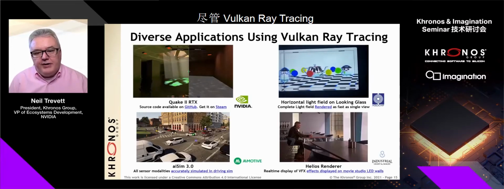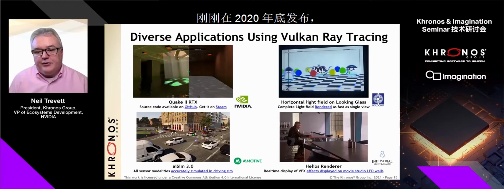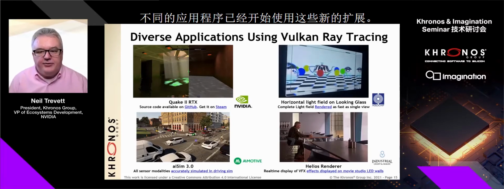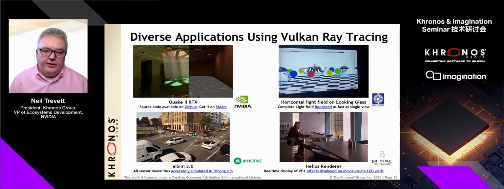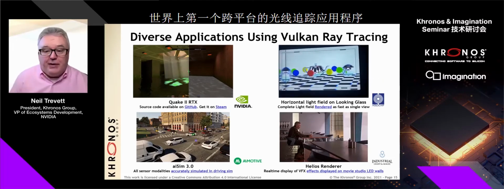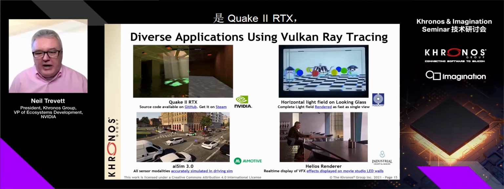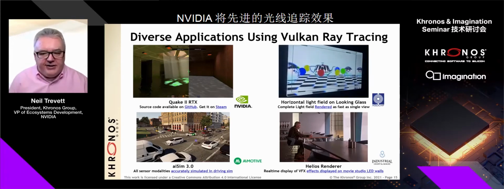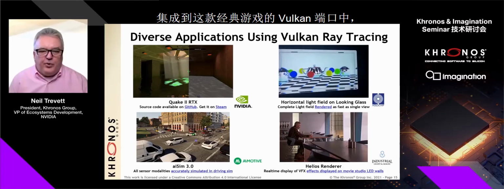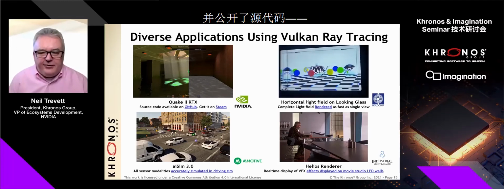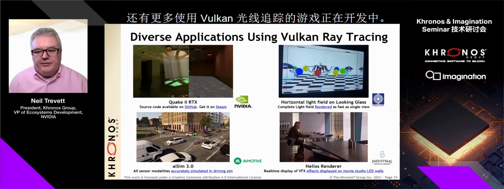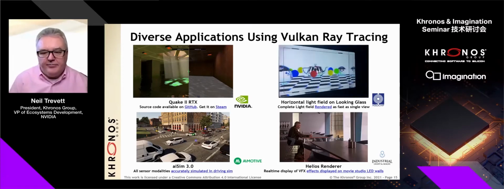Even though Vulkan ray tracing was just released at the end of 2020, diverse applications are already beginning to ship using these new extensions. The world's first cross-platform ray tracing application was Quake 2 RTX, where NVIDIA integrated advanced ray traced effects into this Vulkan port of a gaming classic and made the source code openly available. And there are many more games using Vulkan ray tracing in development.